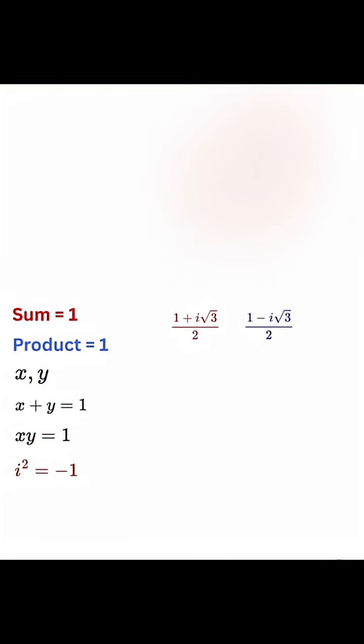Let us verify them. Adding these two numbers, the positive imaginary term and the negative imaginary term cancel each other, leaving only 1 plus 1 over 2, which is 1.